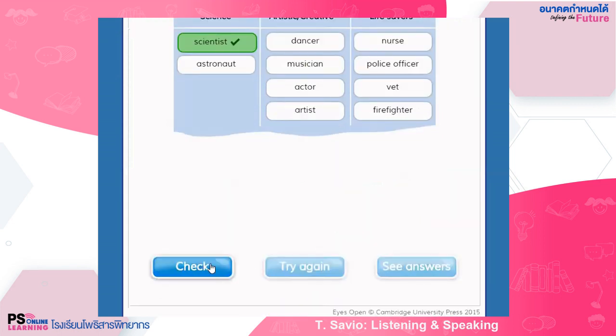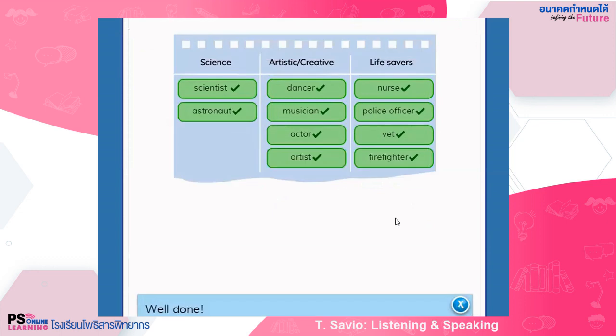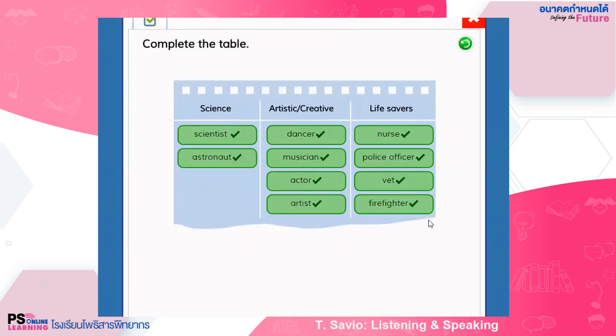Let's check. Well done, all correct. So different types of jobs require a different type of personality. Someone who likes to do science, someone who likes to be creative and artistic, and someone who likes to do something good in their lives.